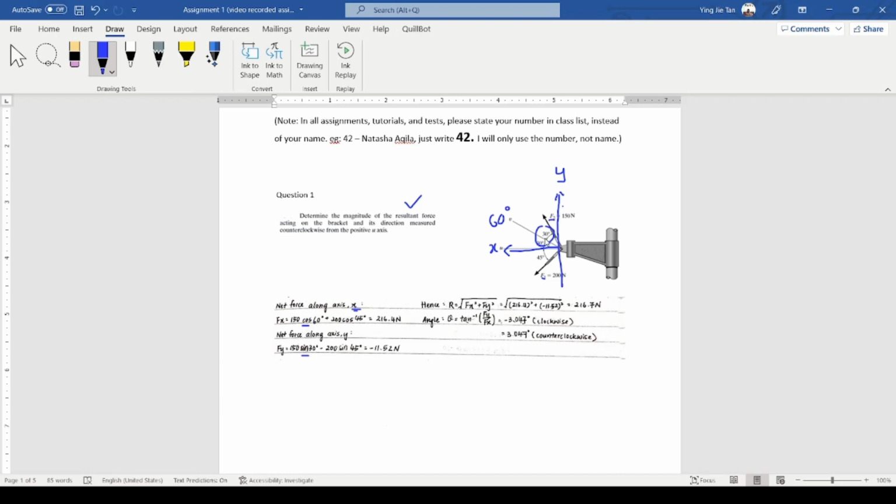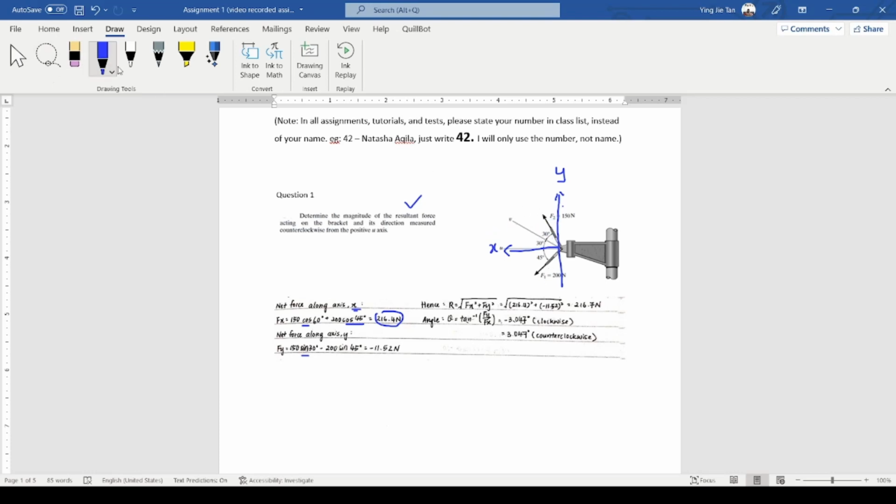So F2 resolved at 60 degrees, which we do like this: 150 cos 60 plus 200. This one is F1, we resolve 45 degrees to X, so 200 cos 45. And then this is the answer for the net force at the x-axis. So next, we go to the net force along axis Y.